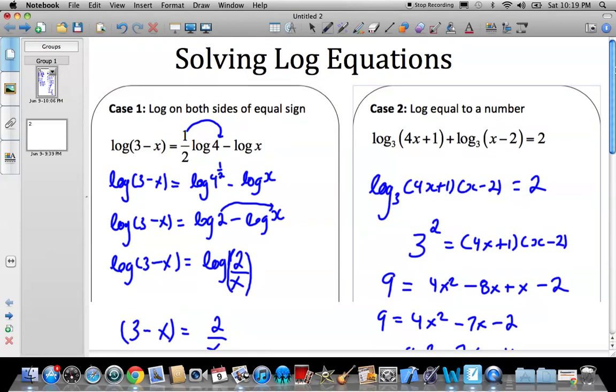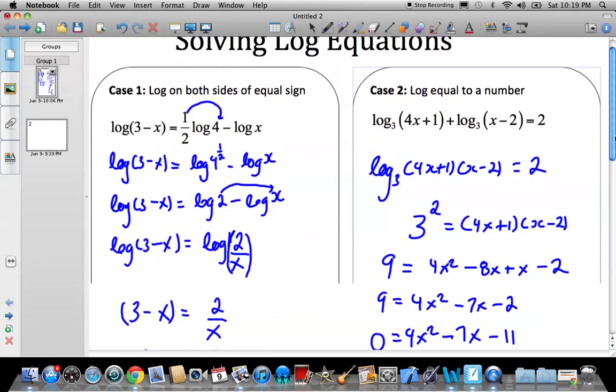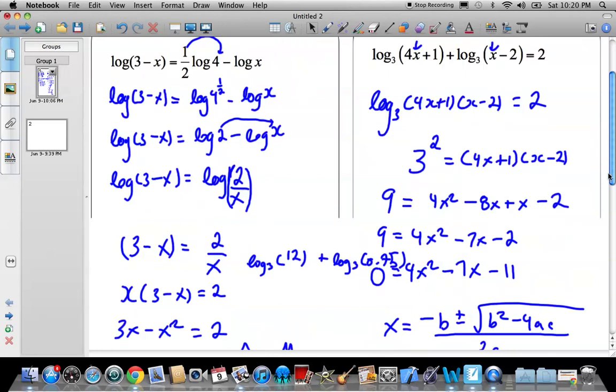So I'm going to check this just to make sure it's okay. Doesn't seem like a really good number, but I just want to be sure. What you can do to check one of these solutions is evaluate by subbing my solution, 2.75, into here. So 4 times 2.75 plus 1 is 12. And then that's log base 3 of 12 plus log base 3 of 0.75. And we're wondering what that's going to equal.